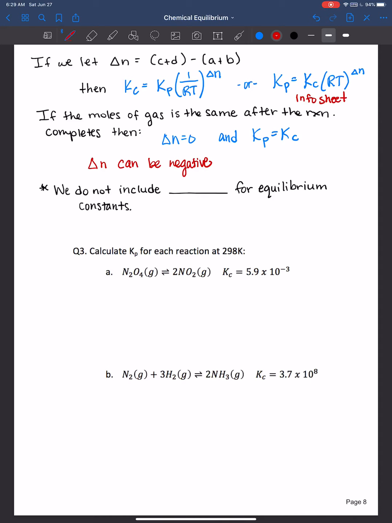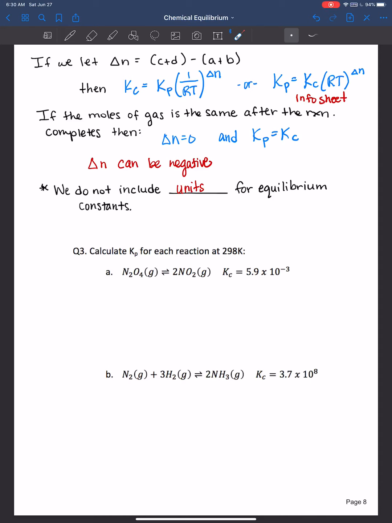Remember that we do not include units for equilibrium constants, so it doesn't matter which one you're doing, Kp or Kc, just never include units for those. All right, so let's work a couple of examples together, because I think the big thing here is it's easy to plug and chug into these formulas, but I want to make sure you feel comfortable with calculating change of N and how to figure out where you get these little numbers from. Just remember, these little numbers are just the stoichiometric coefficients. So you're not doing any dimensional analysis here and calculating moles from mass or anything like that. You're just simply looking at the balanced chemical equation.